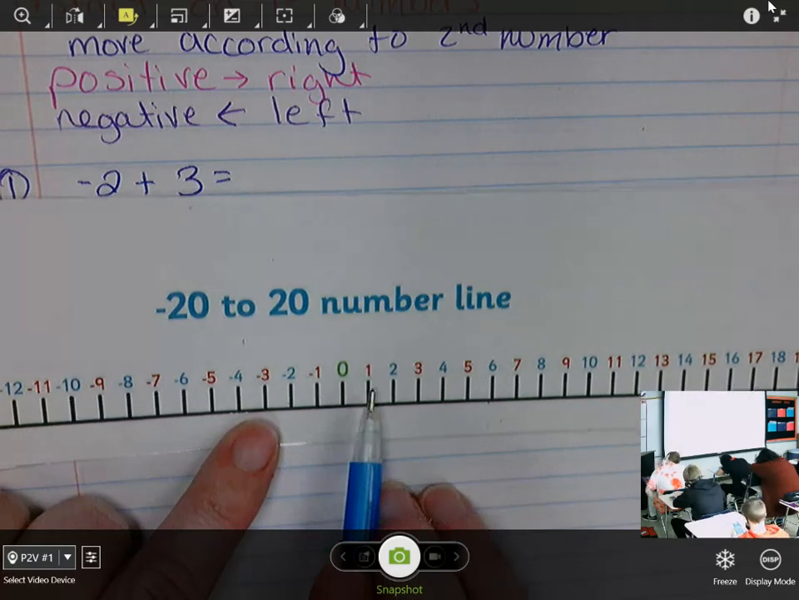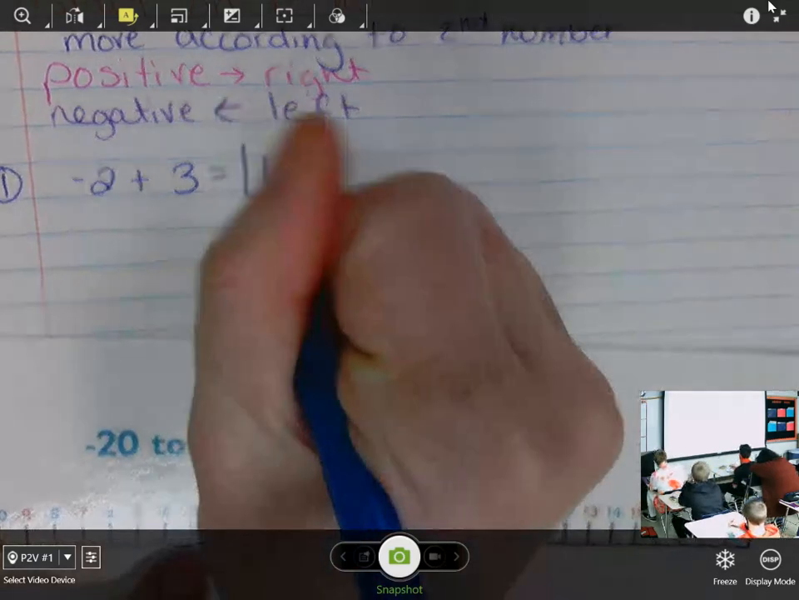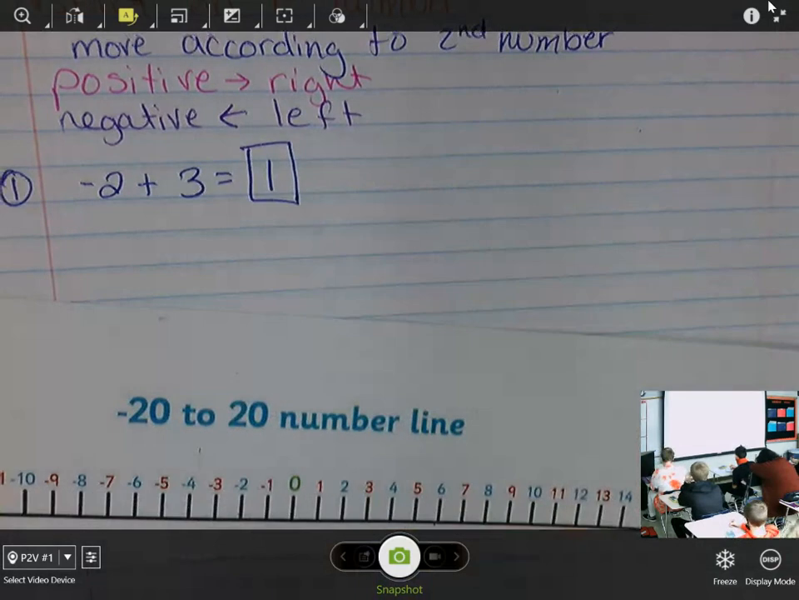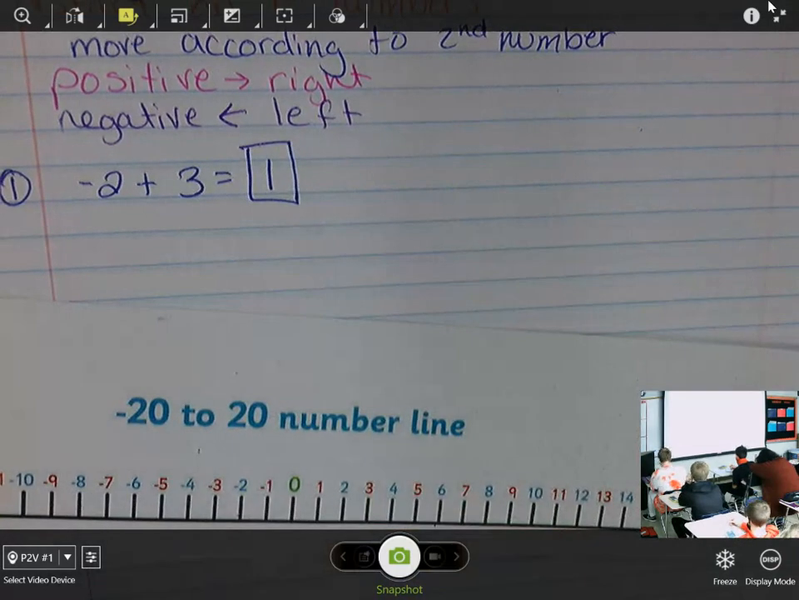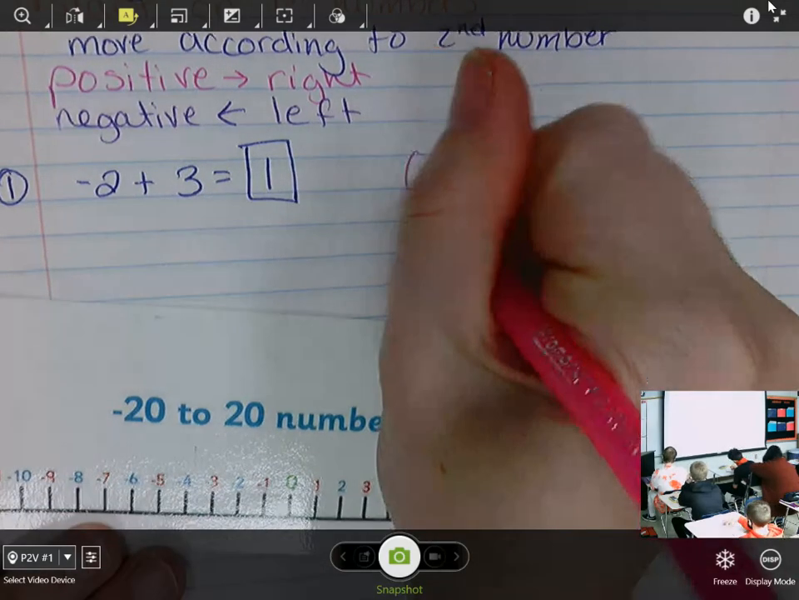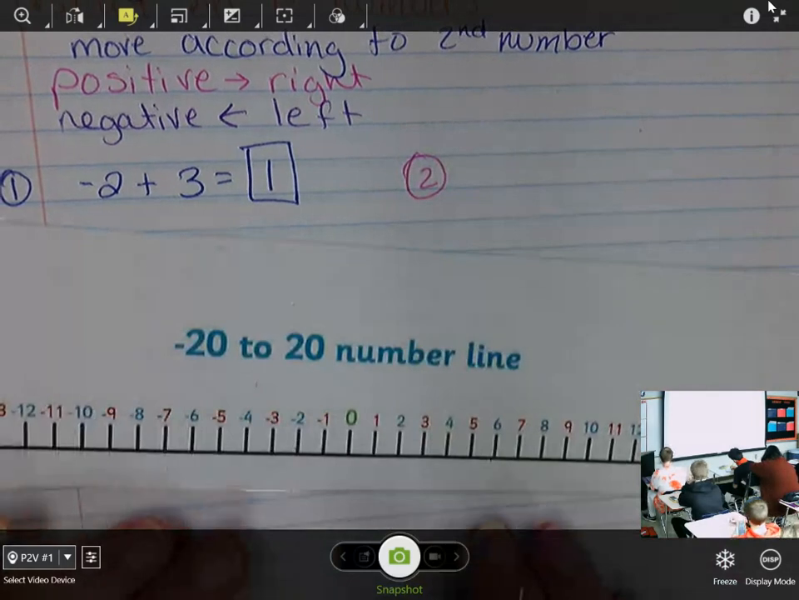So my pen ended up on number 1. So +1 would be my answer. Easy. I hope so. I had that in my head. That's awesome that you already did that. Number 2, that's our goal, is for you to be able to do it in your head.